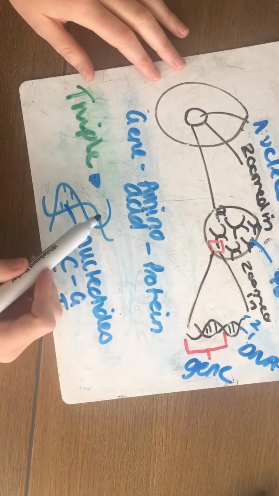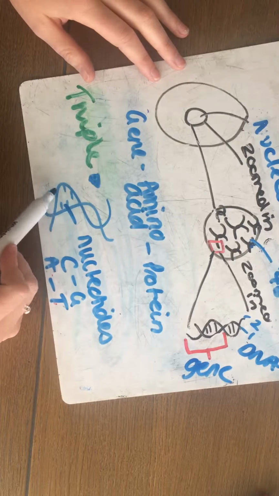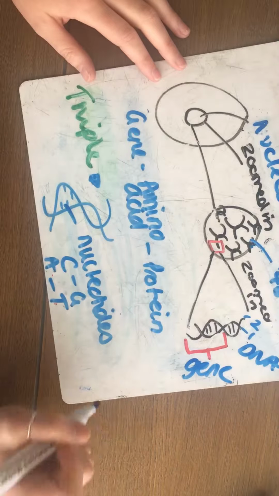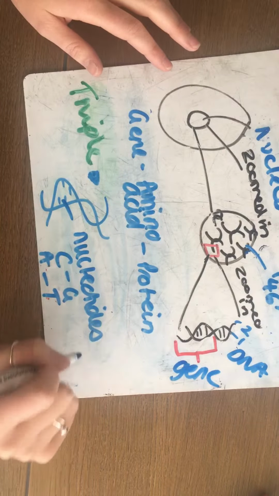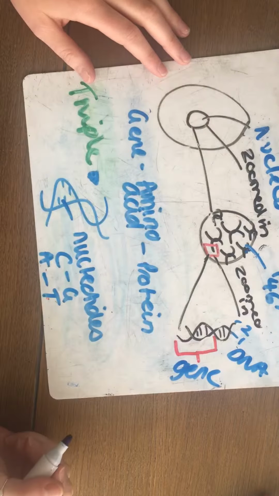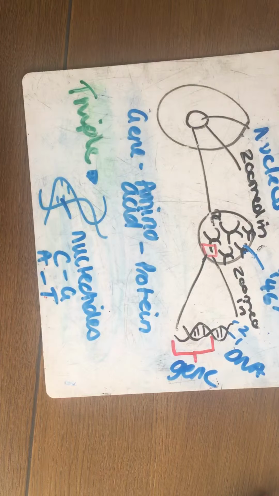You also need to know that these long strands that we've drawn here, okay, they are made up of a sugar phosphate backbone, and then the 4 bases are attached onto that sugar phosphate backbone.